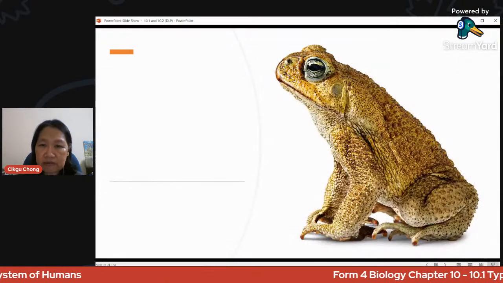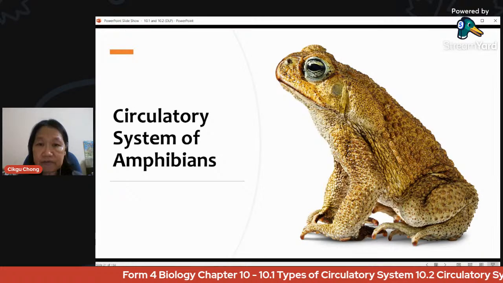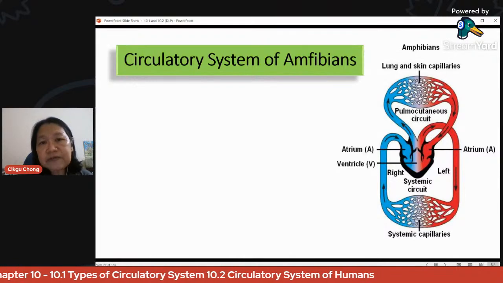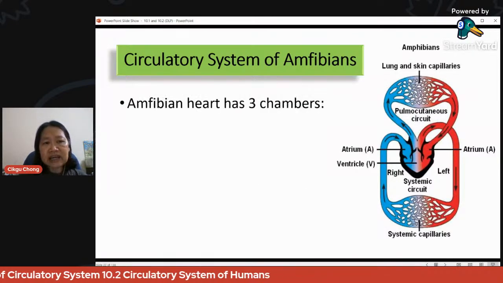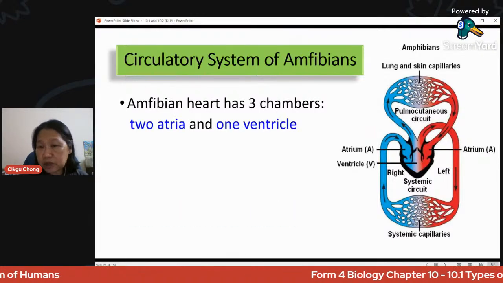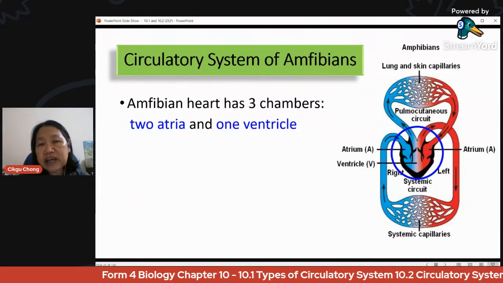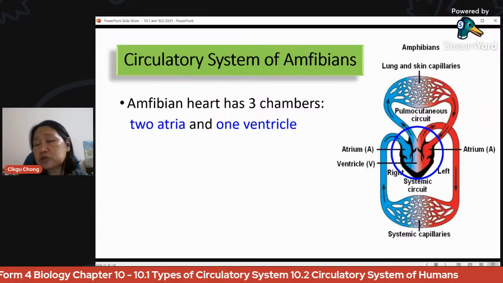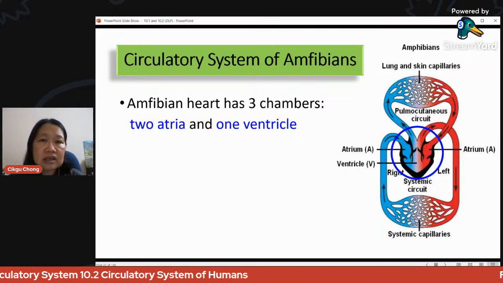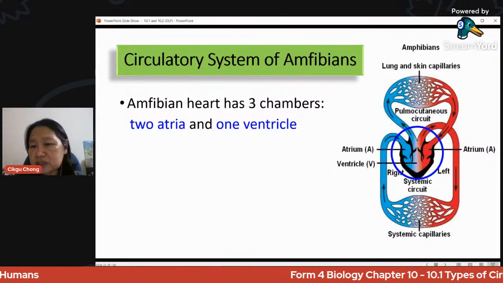Okay, so let's look at the amphibian now. The circulatory system of the amphibians. So this is obviously a frog, right? The circulatory system of amphibians is slightly different in terms of the heart. It has got three chambers. You will see that there's one ventricle, but two atrium. Two atrium, in plural, we call it atria actually. Okay, it doesn't matter, if you say two atrium, you're not going to be marked wrong. You can say two atrium or two atria, but the correct grammar is actually two atria and one ventricle.